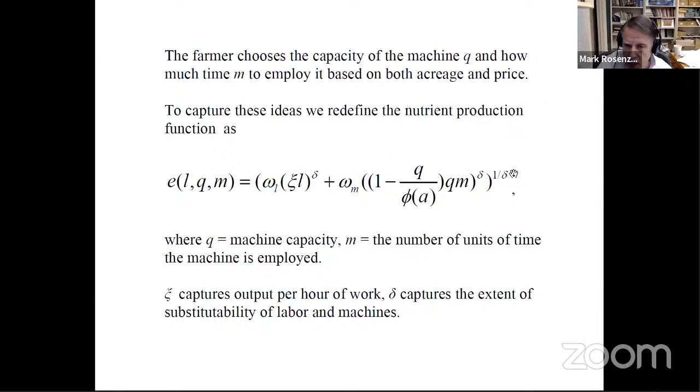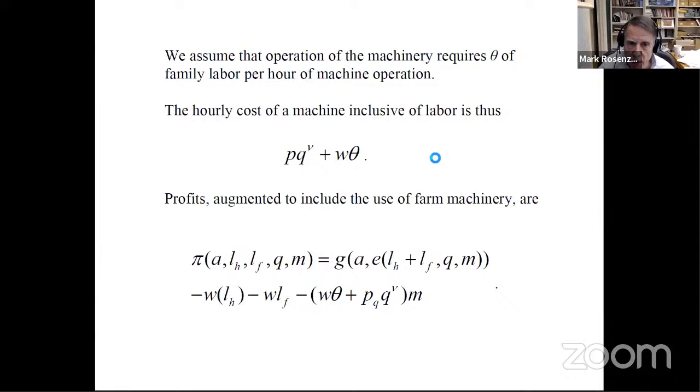Delta is going to tell us the elasticity of substitution between labor L and machine time. It's going to incorporate the effective capacity function as a function of the scale of operation, and the omegas are just the shares of the two types of inputs. Okay, so we now have an input function which incorporates both labor and the machine capacity and machine time use.